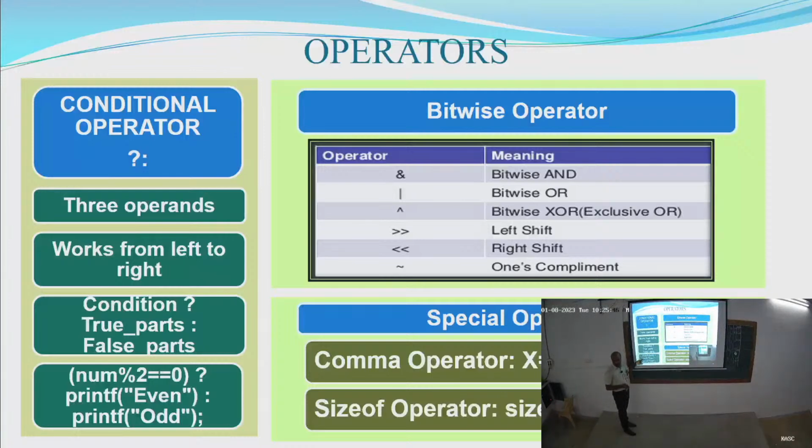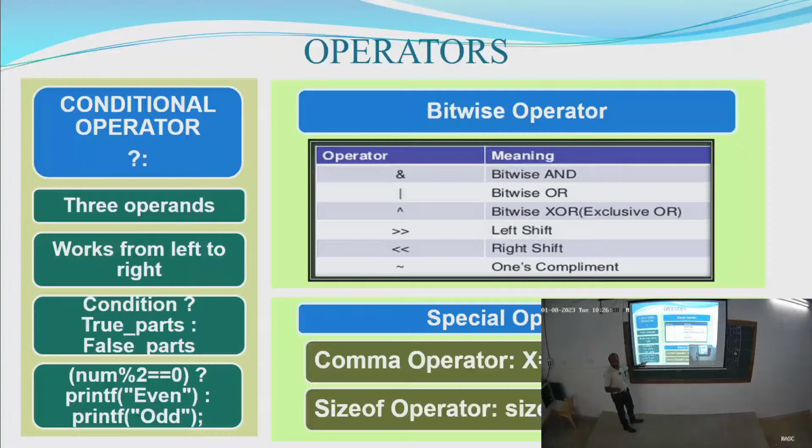The 4 is assigned to the variable num, and the modulus operator gives the remainder value. So 4 modulus 2, what is the remainder? Remainder is 0. Why? Because 2 twos are 4, the quotient will be 2, remainder will be 0. So here the value will be 0. So 0 equal to 0 means the condition is true. If the condition is true, this part will be executed. If the condition is false, this part will be executed.